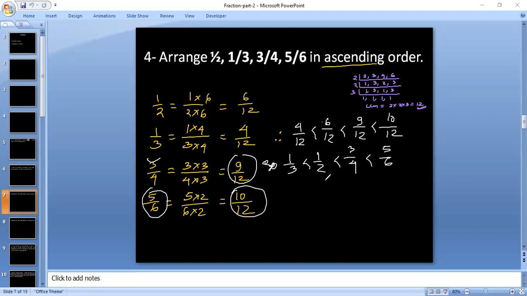Like this, you can also arrange some fractions in descending order. So now we go to the next question, that is number 5.